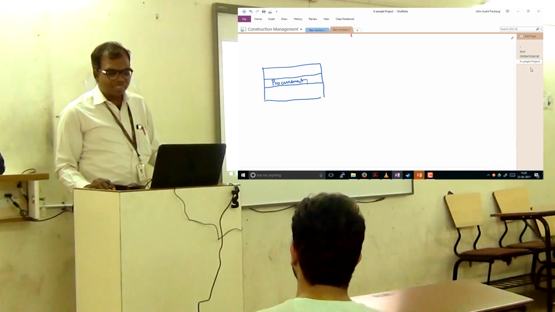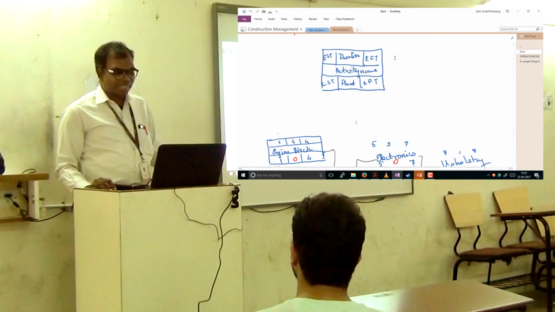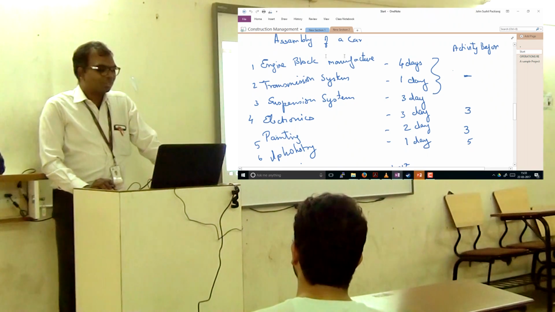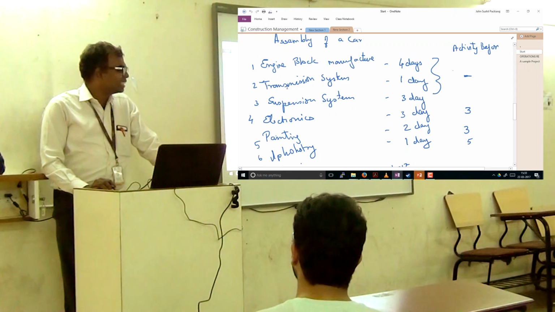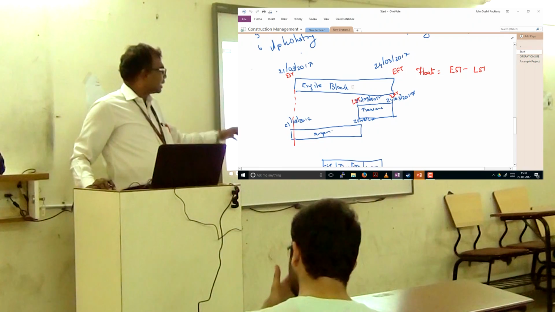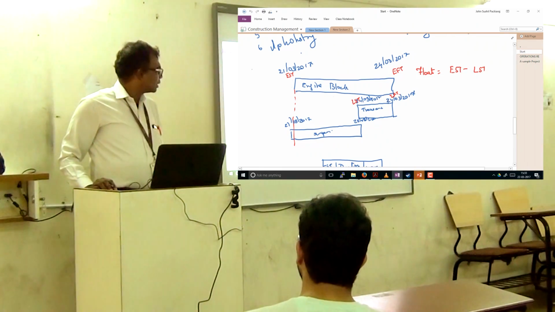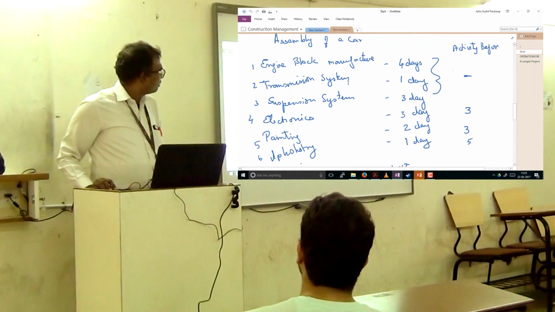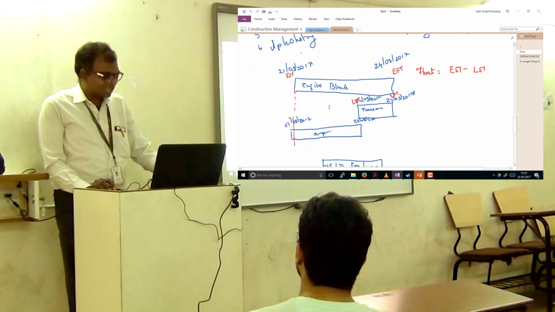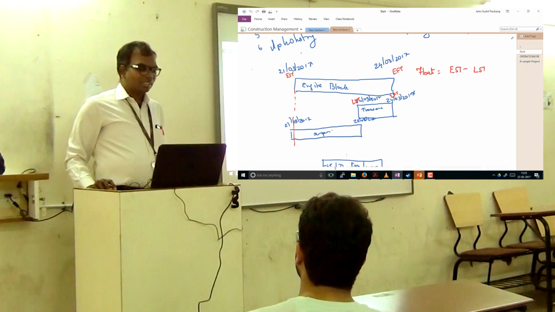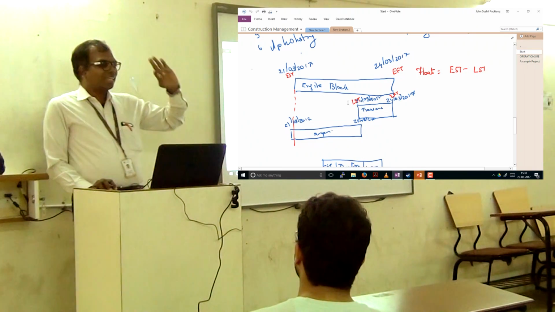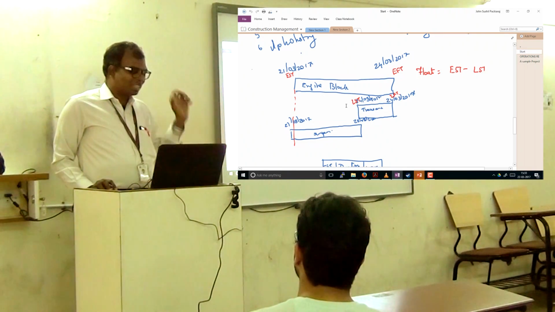I must confess that in the previous class I had a much more interesting example. Here I was trying to get the assembly of a car. So we had 3 activities which started on the same day: engine block manufacture, transmission system and suspension system. The engine block has 4 days, the transmission only requires 1 day, and the suspension system 3 days. So you are able to see that these 3 activities could be placed in a lot of places.